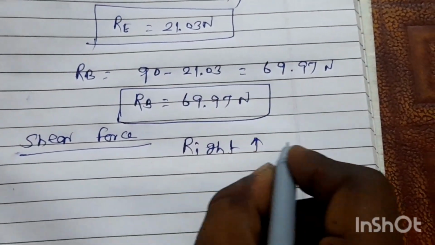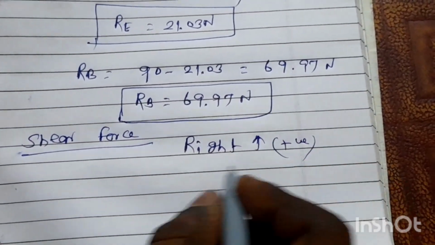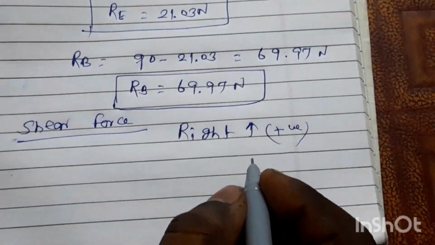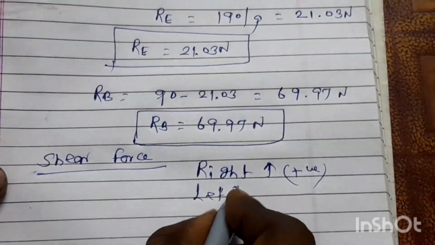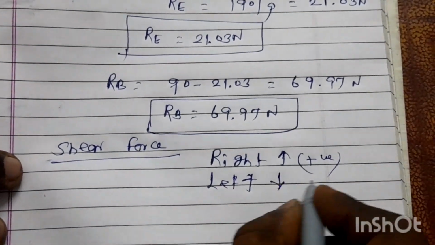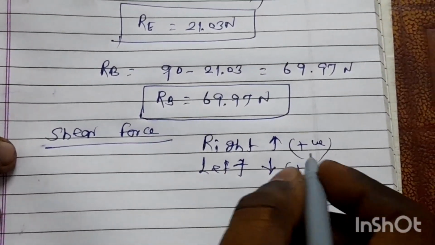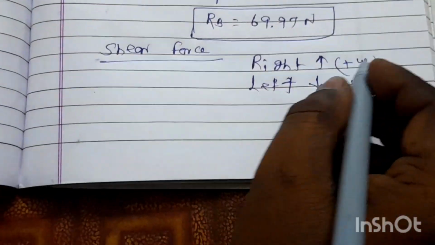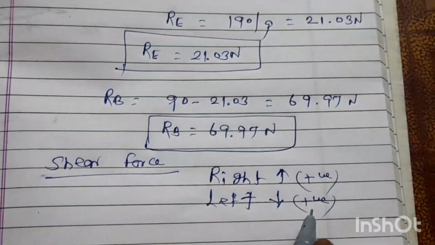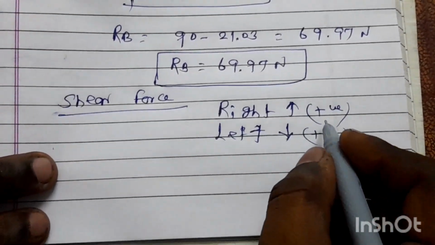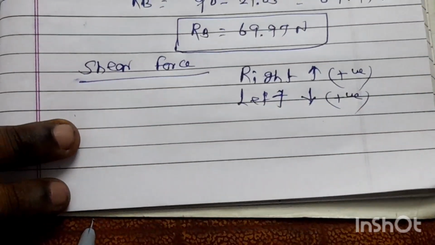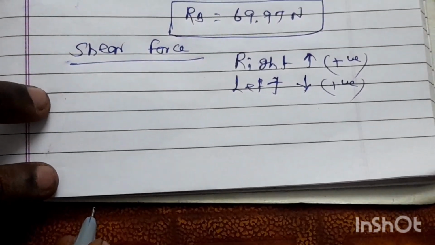For that we have to take right up is positive and right down is negative, as well as left down is positive. Make it either one thing, right up is positive or left down is positive. Something opposite to that is taken as the negative value. Negative shear force values.